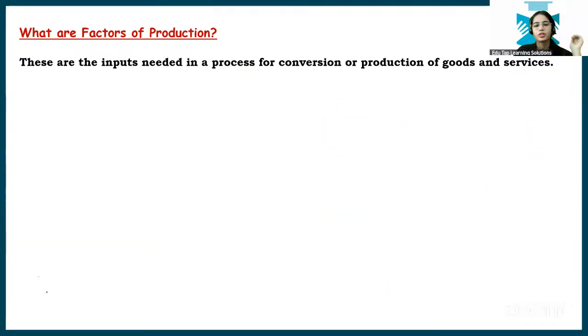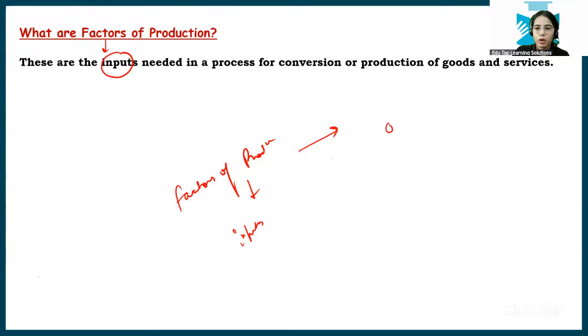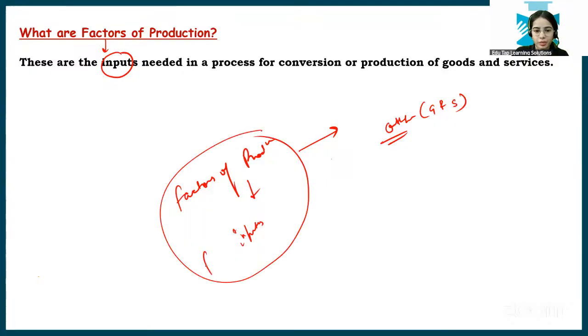Moving forward with the factors of production. So factors of production, these are the inputs that are used to produce the output, goods or services. Okay. So factors of production, they are the factor inputs that are used in the production process to produce the output, the goods or the services. So can you tell me which are the inputs that can be used to produce the output? Which can be the inputs?